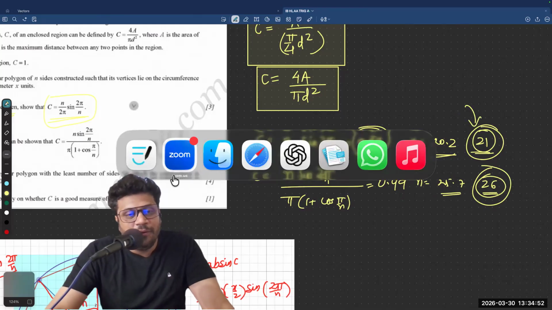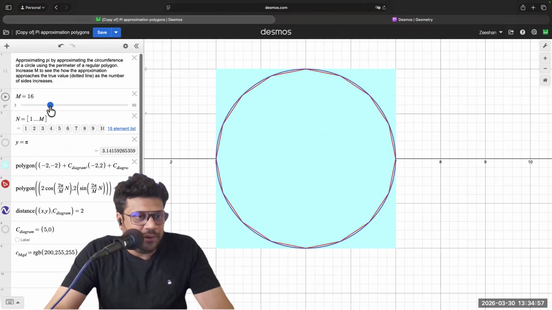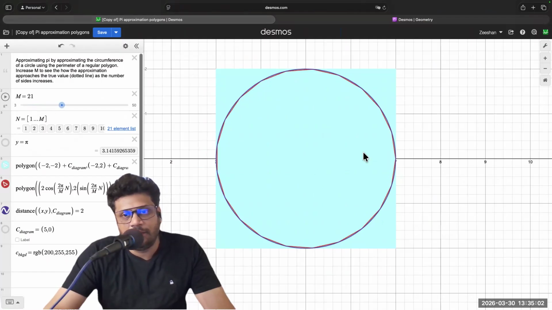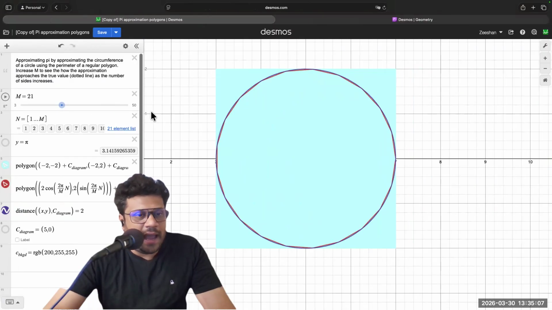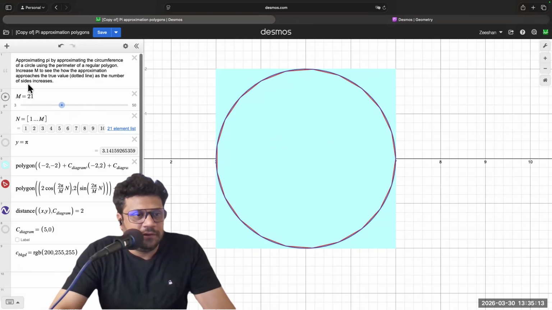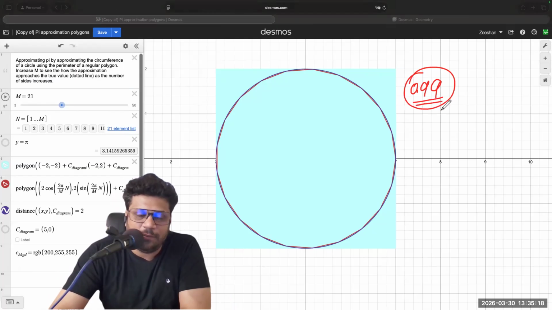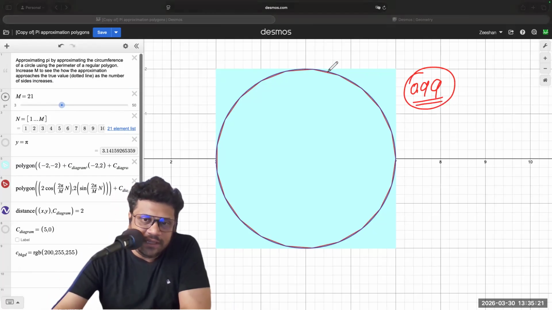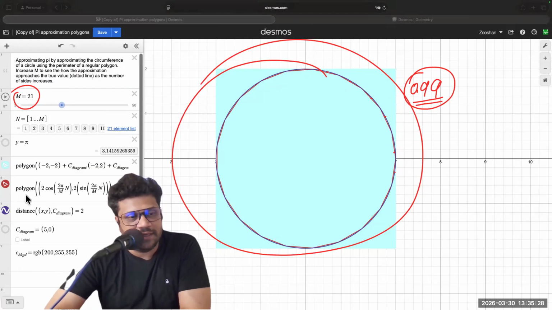So when I increase the sides to about a 21, somewhere there, I am going to see that this has become about a 0.99 of a circle. The compactness is about a 0.99, and only these little spaces are left out from that circle in a polygon with 21 sides. Okay.